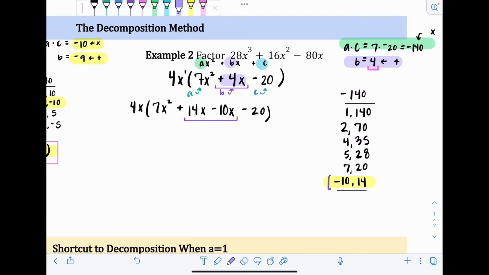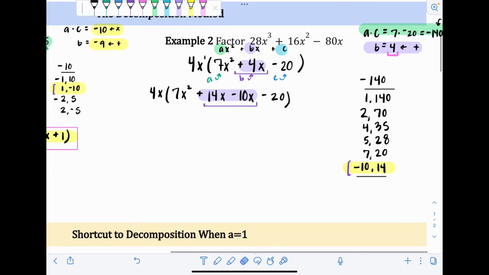So from the first line to the second line, everything stayed the same. We just swapped out the 4x for the 14x minus 10x based on the numbers that we found over here. And again, from here to here, we're not changing the value because 14x minus 10x is 4x. They're the same overall value. We're just breaking it down into 4 terms so that we can use factor by grouping.